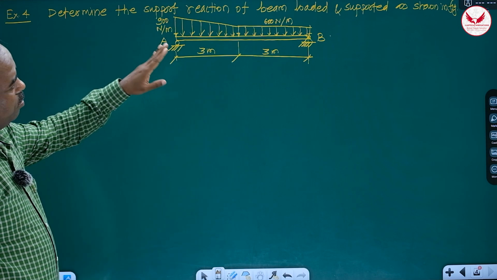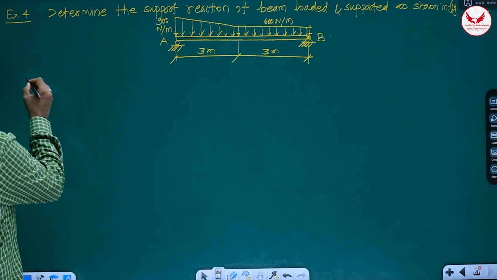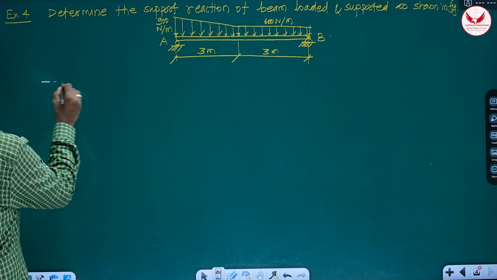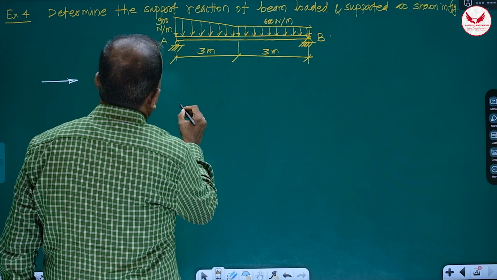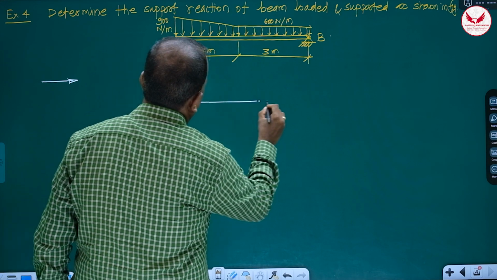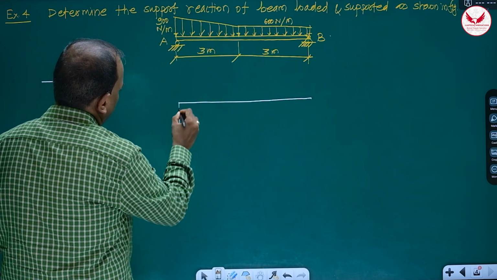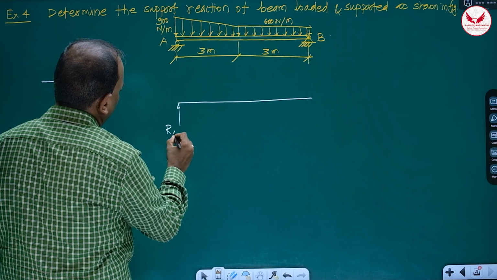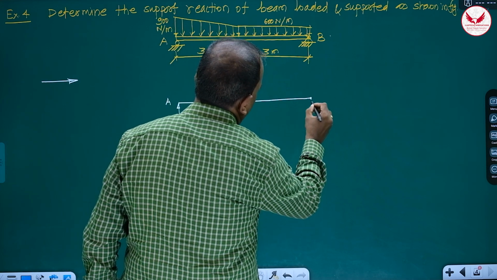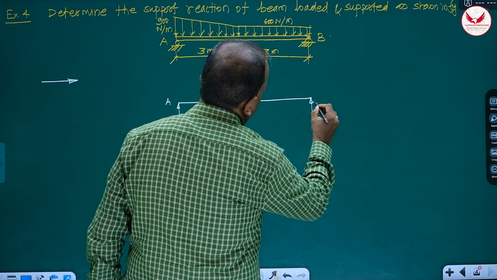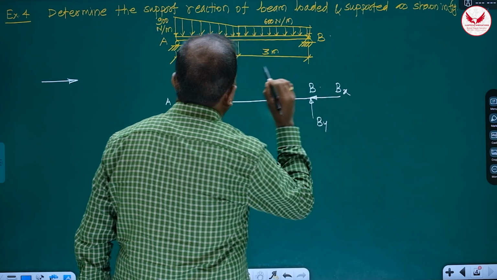Determine the support reactions of the beam loaded and supported as shown in the figure. Here also, the first step is going to be the free body diagram. And for the free body diagram, what are we supposed to do? Length of the beam will remain as it is, so it is going to be 6 meter. Support at A is a roller support, a single reaction, it is Ra. And when a hinge support is there, always two reaction components we have to show like this, By and Bx, it is B.